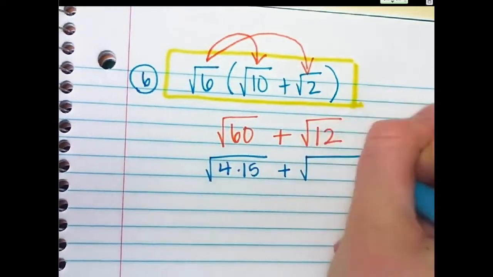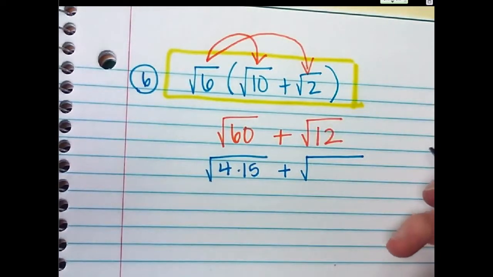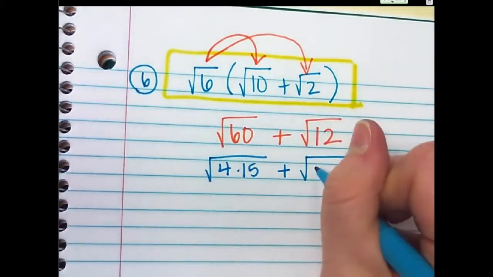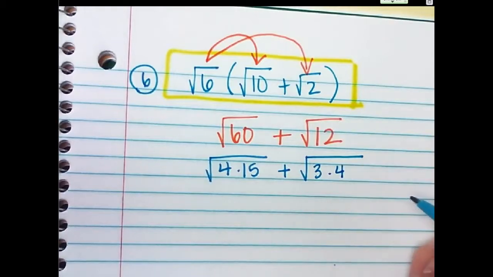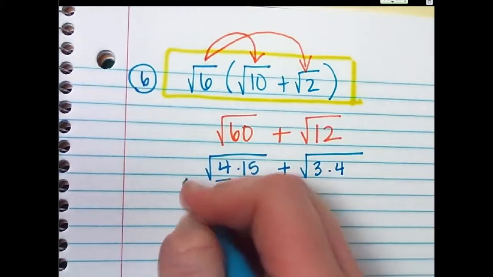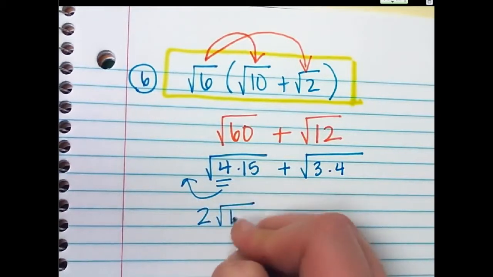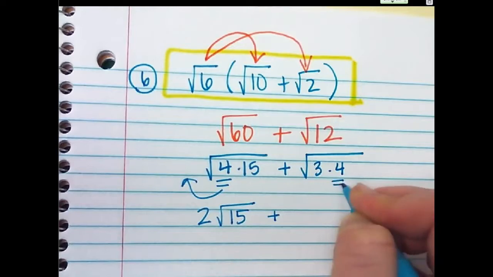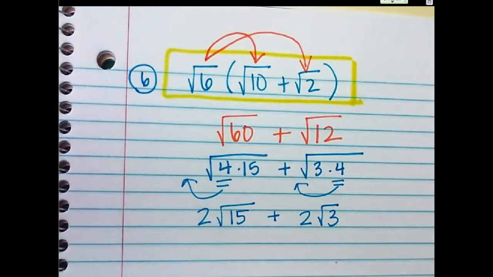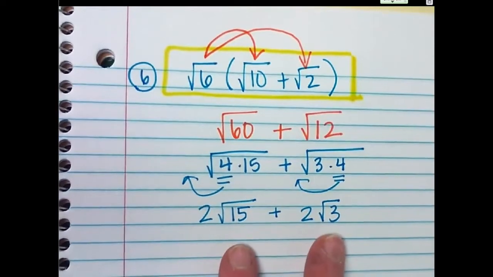What can I break 12 up into? Anyone know? But I don't know the square root of either of those. 4 and 3. Yeah, 4 and 3. So then this part is this part that we just did yesterday. Bring out the 2, so 2 square root 15 plus, bring out the 2, 2 square root 3. Can I combine these together? No, I can't.